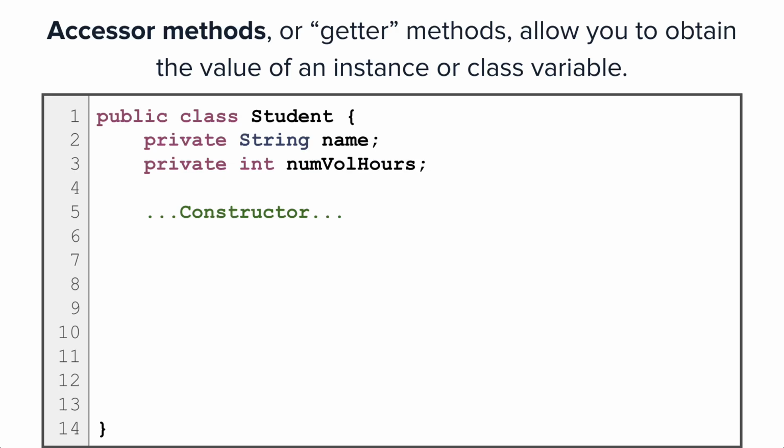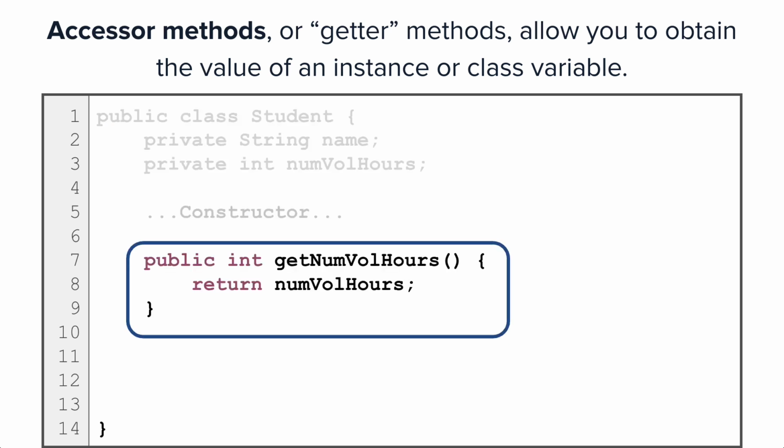Accessor methods, or getter methods, allow you to obtain the value of an instance or class variable. You can add an accessor method to the student class like this. This getter method enables other classes to access the numVol_hours variable. Let's take a look at some of the components of an accessor method.